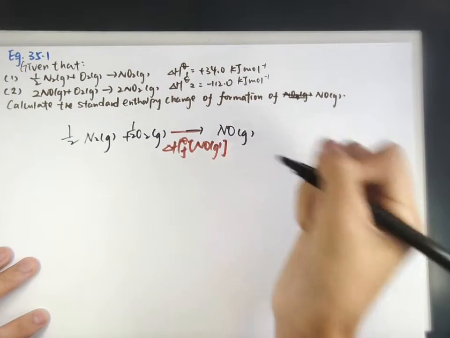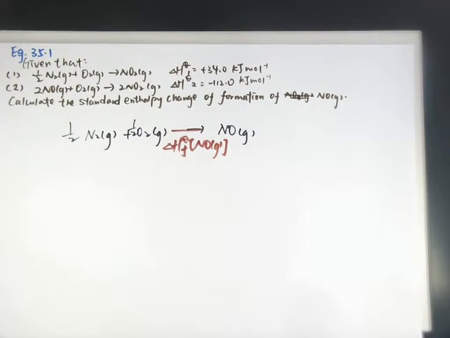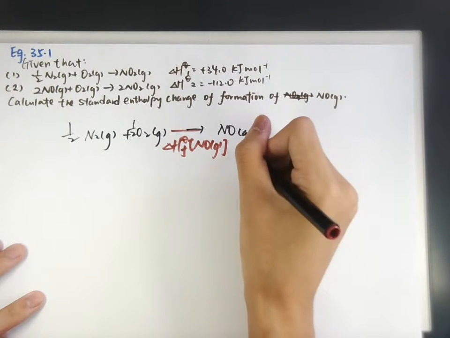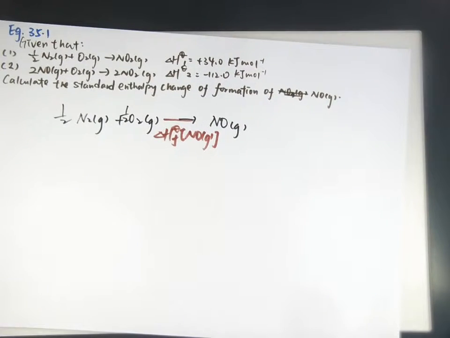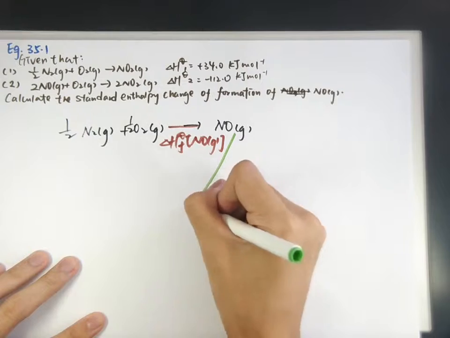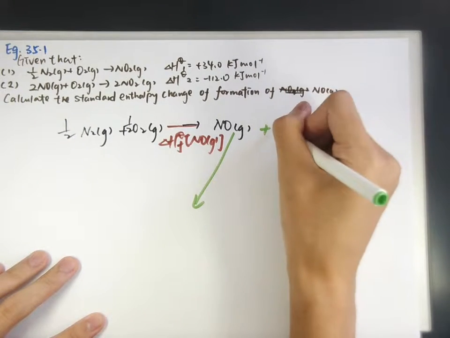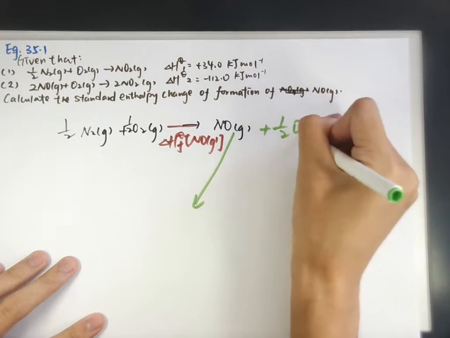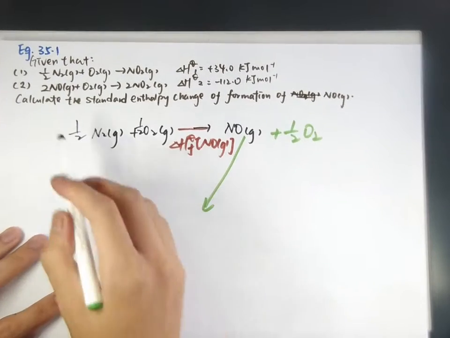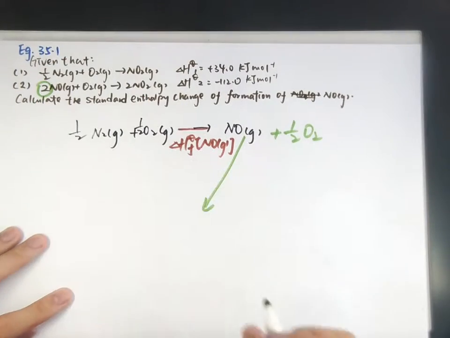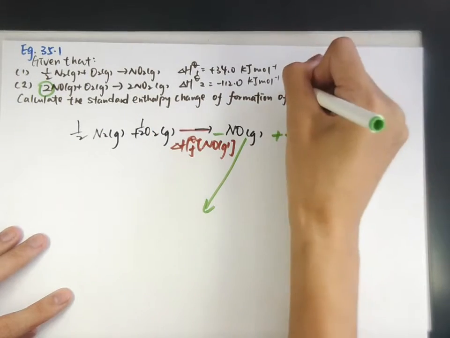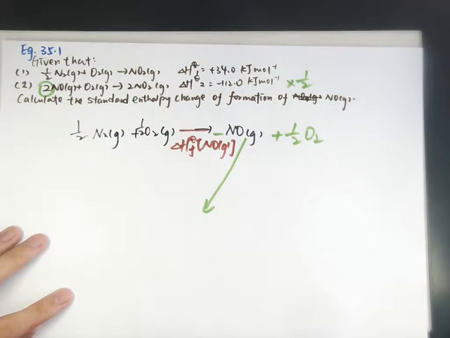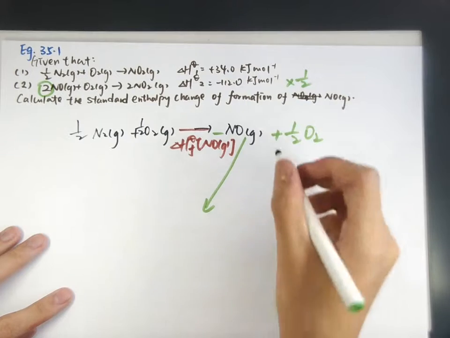Okay, so now we have another reaction, right? We have this one: 2 NO reacting to form 2 NO2. Why 1/2 O2? Because this is 2 NO, and this is 1 NO. So we multiply equation 2 by 1/2. Understand? So we multiply it by 1/2.